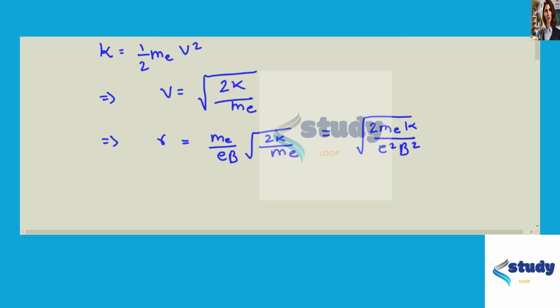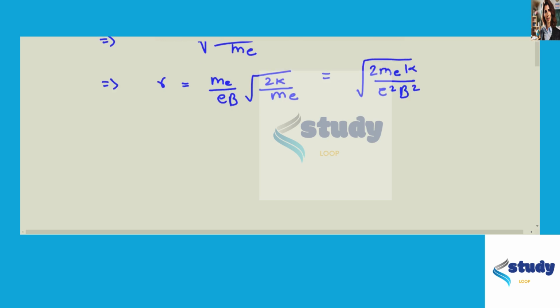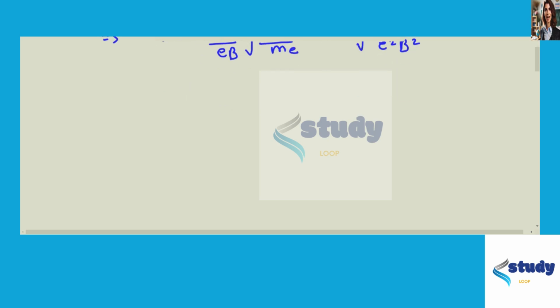Now, in order to avoid the collision, the radius should be less than or equal to d. d is the length between the gun and the wall. That is, d should be greater than or equal to r. Then only we can avoid the collision.